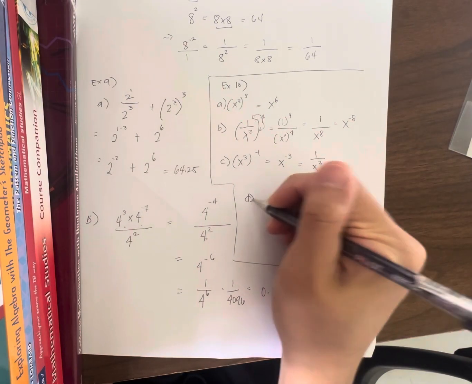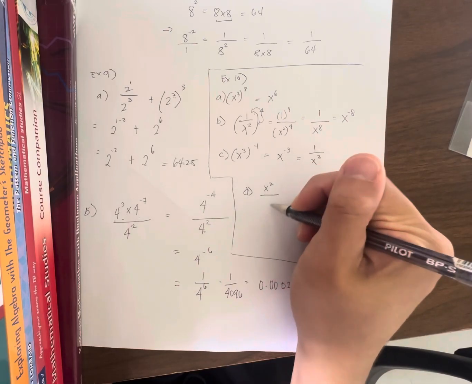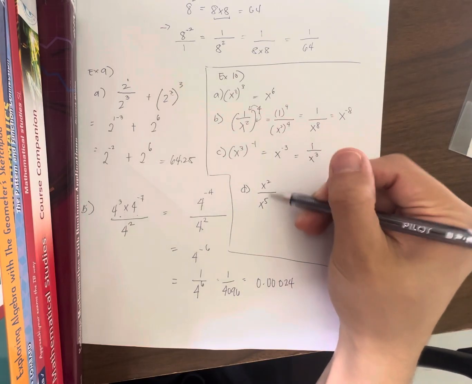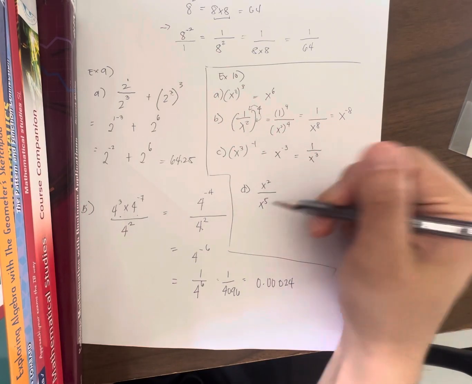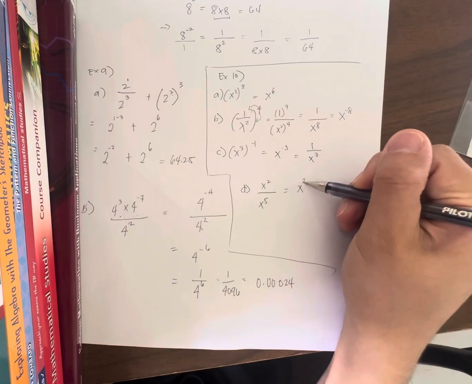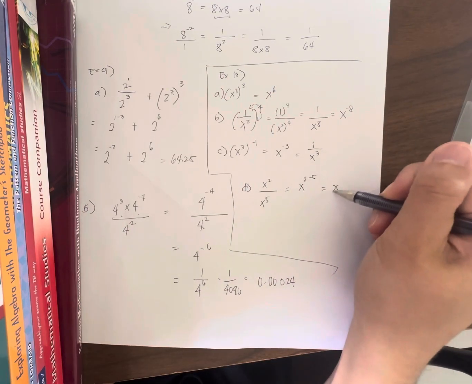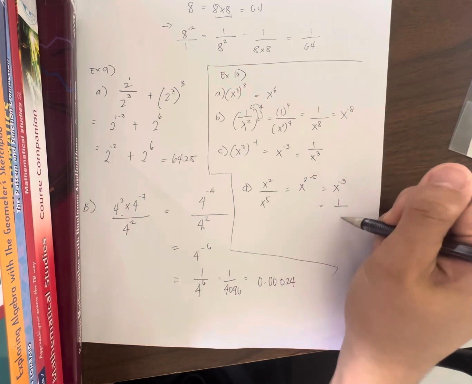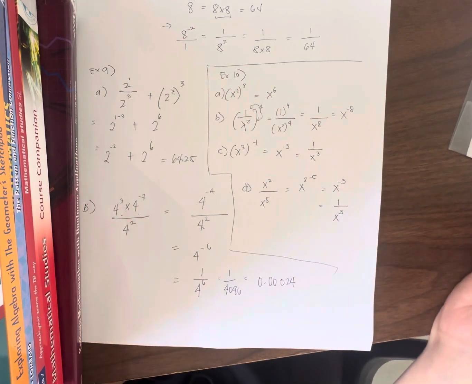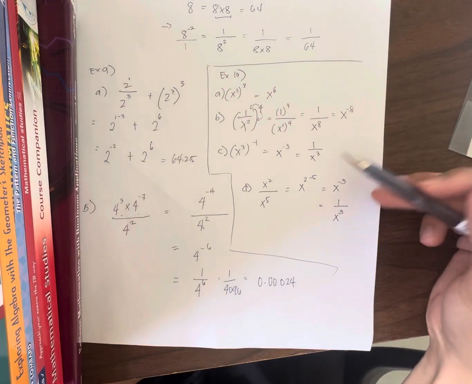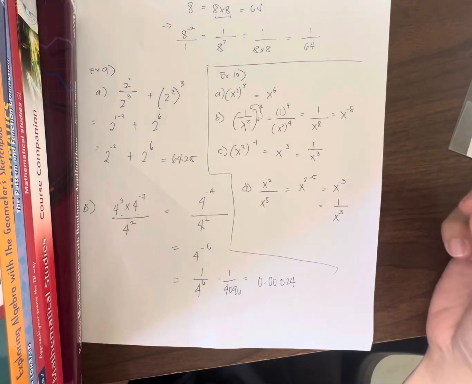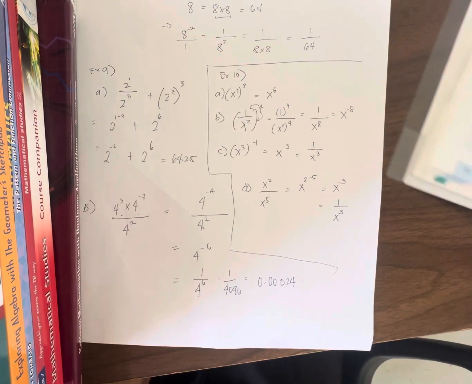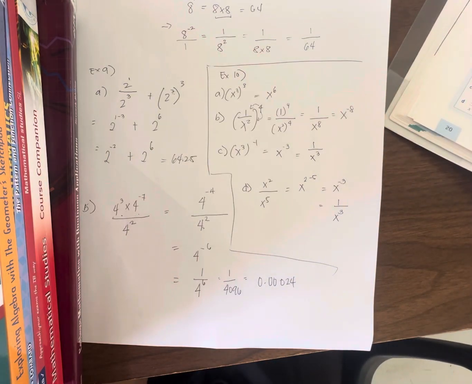And then finally for letter D, I have x squared over x to the power of 5. According to the laws, I will subtract because my bases are the same. And so that's going to be 2 minus 5, which will be negative 3. Again, I could also rewrite that as 1 over x to the 3. If you do not know how to add or subtract your integers, that most likely is where you will commit errors. So make sure that you're not making careless mistakes there.